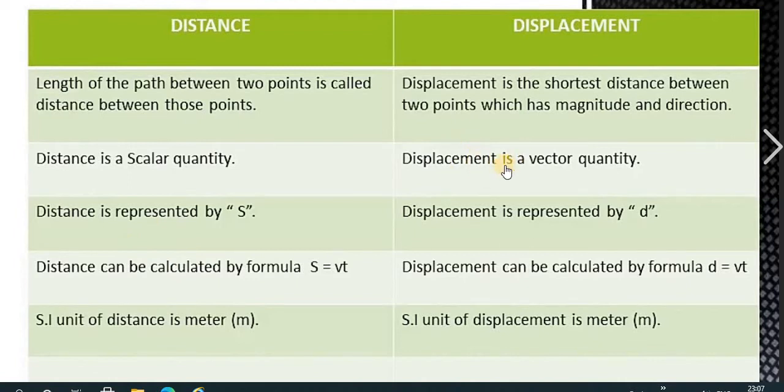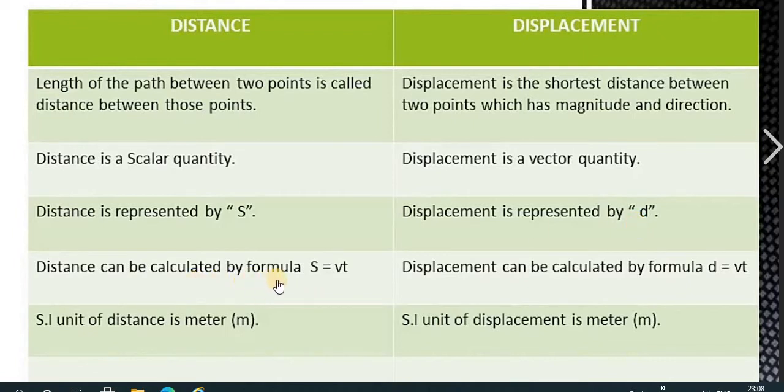Because for describing displacement, the direction is important. That's why it is called a vector quantity. So distance is a scalar quantity and displacement is a vector quantity. Distance is represented by the capital S, whereas displacement is represented by the small d.